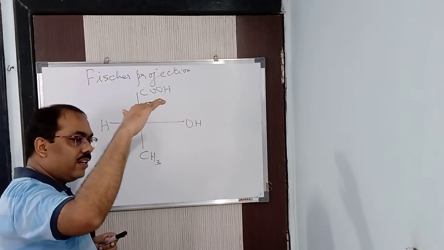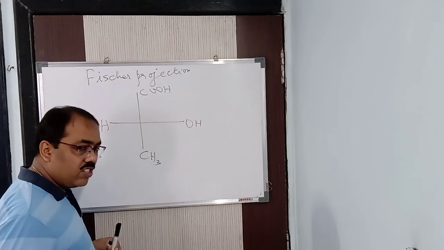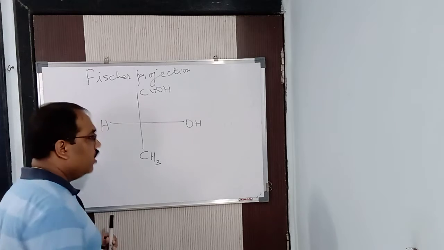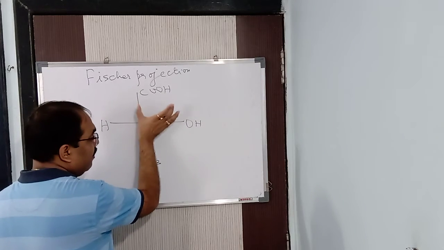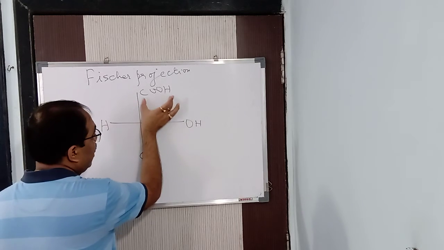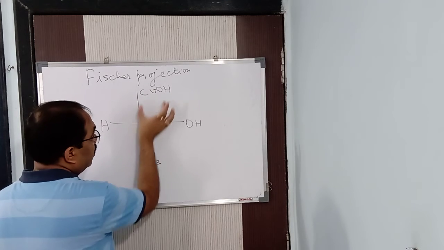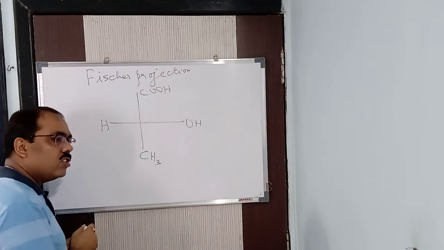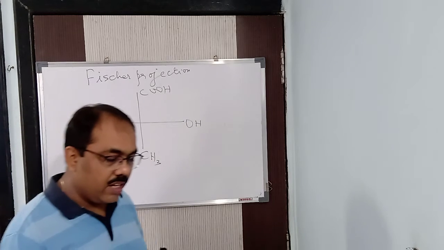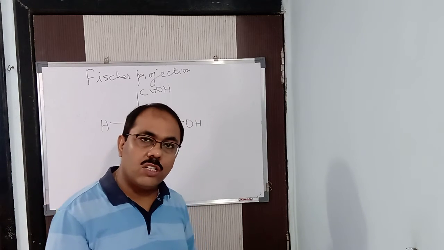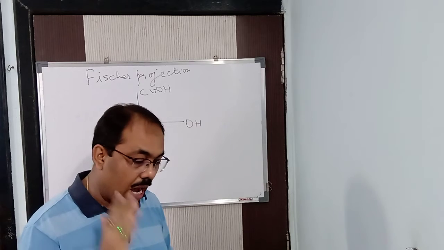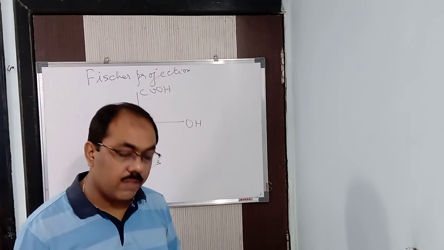You have arranged in the preferential series. So the one which is having the higher oxidation state, listen carefully, that is placed at the top of the Fisher projection formula. The one which is highly oxidized is placed at the top.